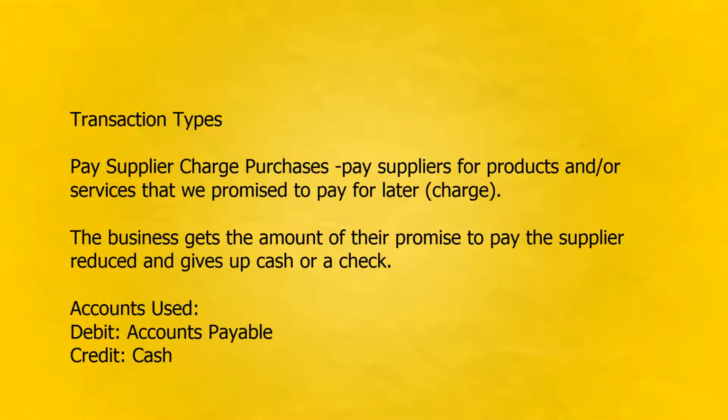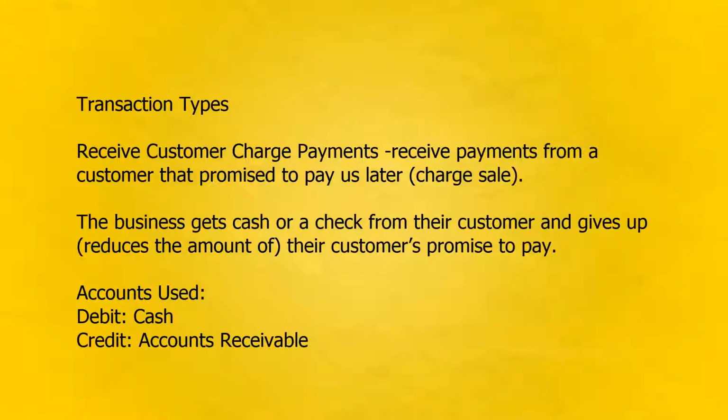Transaction types. Pay supplier charge purchases, pay suppliers for products and/or services that we promised to pay for later, charge. The business gets the amount of their promise to pay the supplier reduced and gives up cash or a check. Accounts used: debit, accounts payable. Credit, cash.